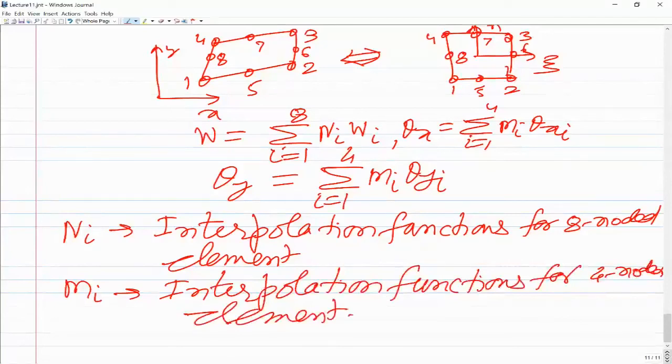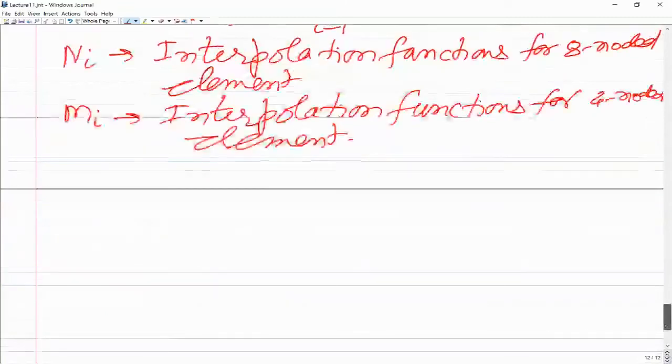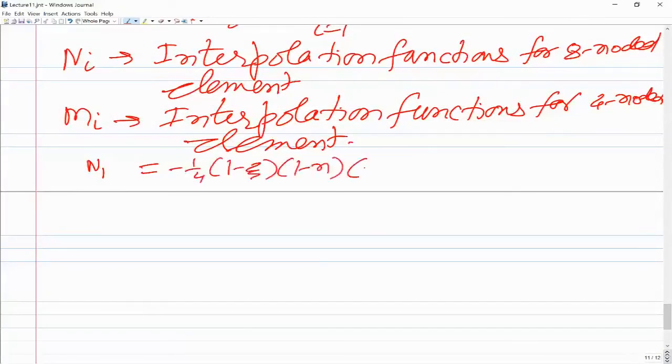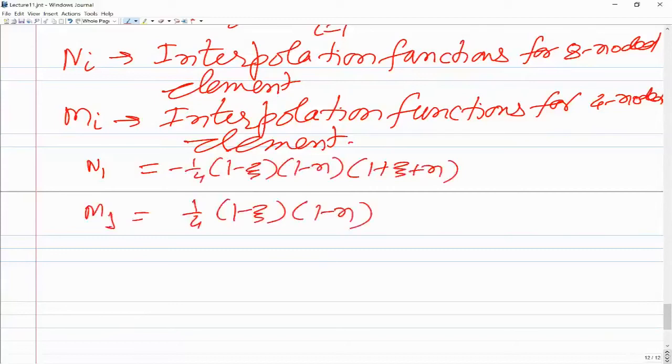So now the shape functions you already know. We have already written them, so let me write just one. Like N1, N2, N3 and so on; N1 would be minus 1 upon 4 into 1 minus xi, 1 minus eta, and 1 plus xi plus eta. And like that, the other shape functions. Similarly, M1 would be 1 by 4, 1 minus xi, 1 minus eta, and so on. The other shape functions would be like that.